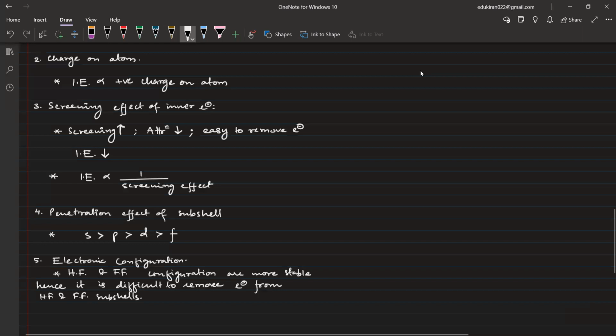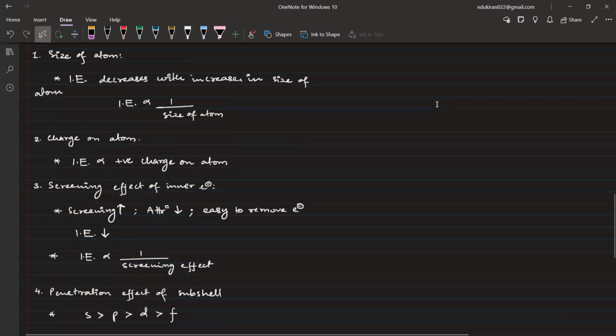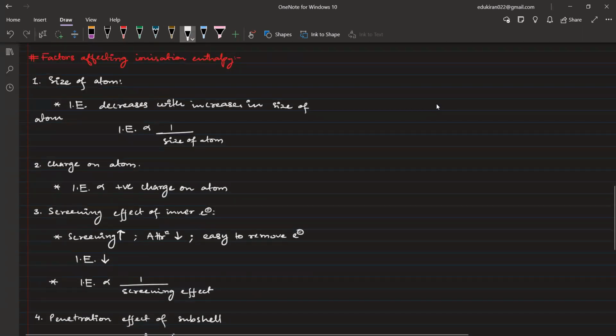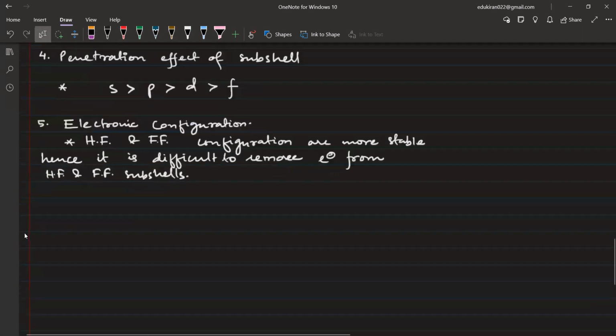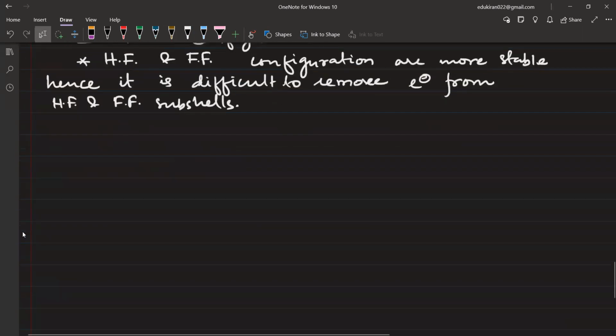So can you show the first point? Okay, that's fine. Devangi, tell me, the P subshell can hold how many electrons? Maximum number of electrons P can hold is how much? Devangi? 6.